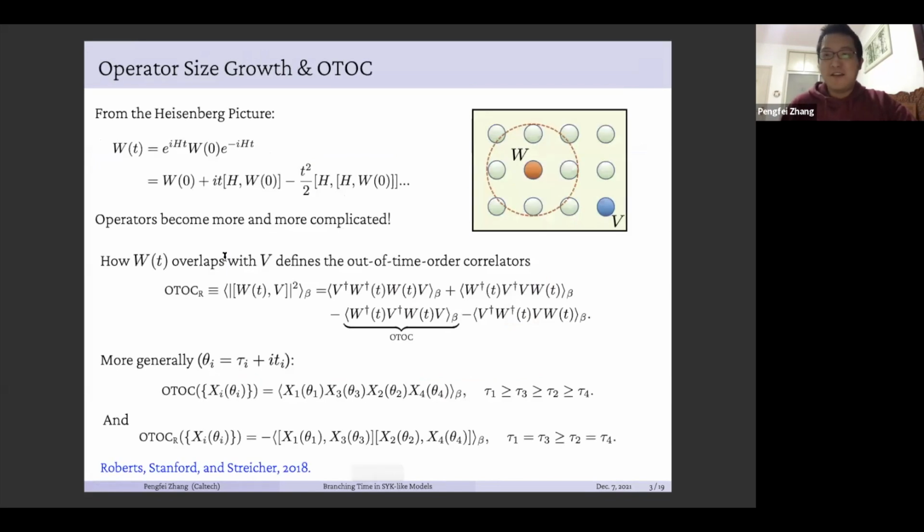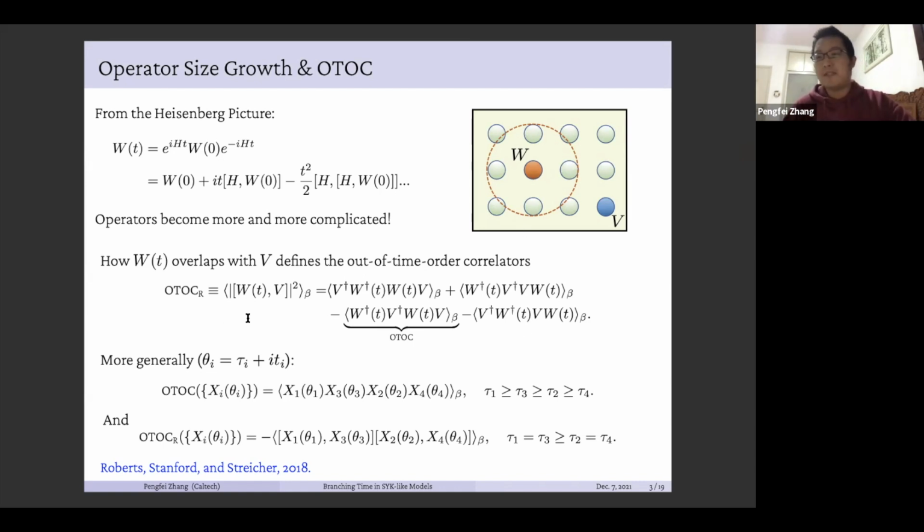Firstly, let's imagine we have some operator W applying on some local qubits. Then the Heisenberg evolution of that operator is given by taking conjugation with the evolution operator. If we expand such an evolution in terms of time t, it takes the form of taking the commutator between the Hamiltonian and the W operator. So as time goes on, the operator W will become more and more complicated. If we really want to ask how complicated this operator is, we can take the commutator between this W operator and some other operator V.